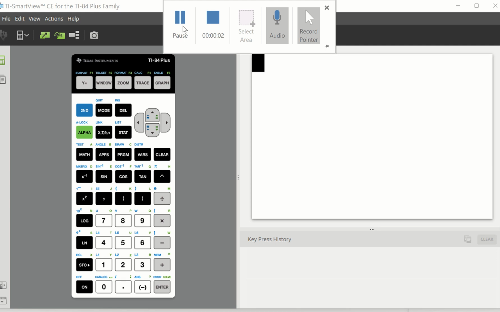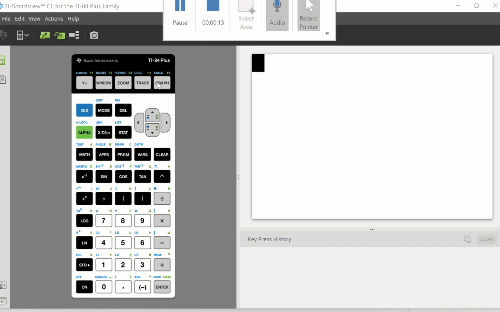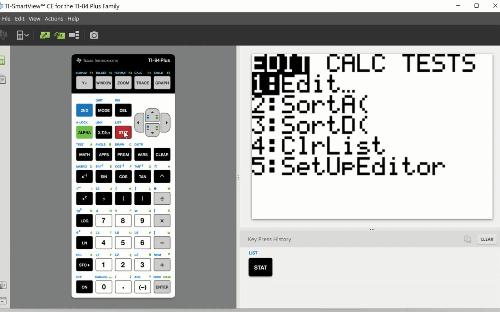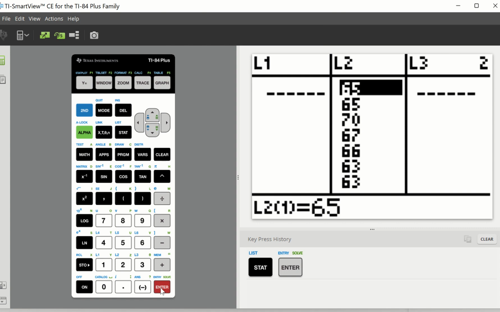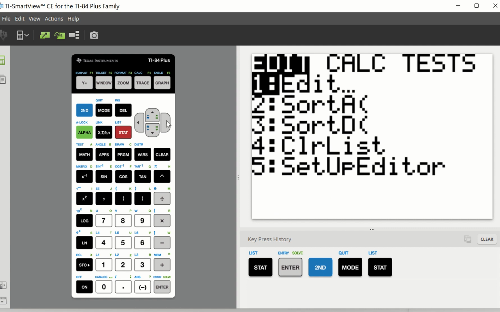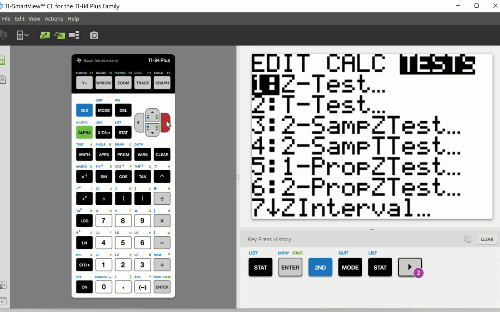In this video, we will see how to perform a single population mean hypothesis test with population standard deviation unknown, so using the t distribution. For that, you would need to access the t-test. You would go to stat, and first, if the data is given for your problem, you would hit enter on number 1, edit, and type in your data here in one of the lists. Then you would go back to stat to access the test.